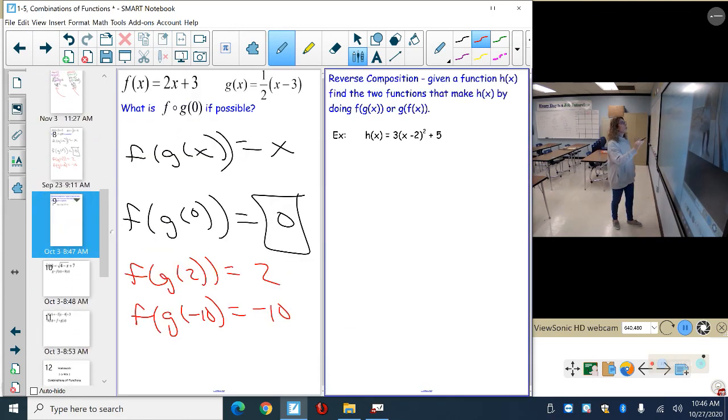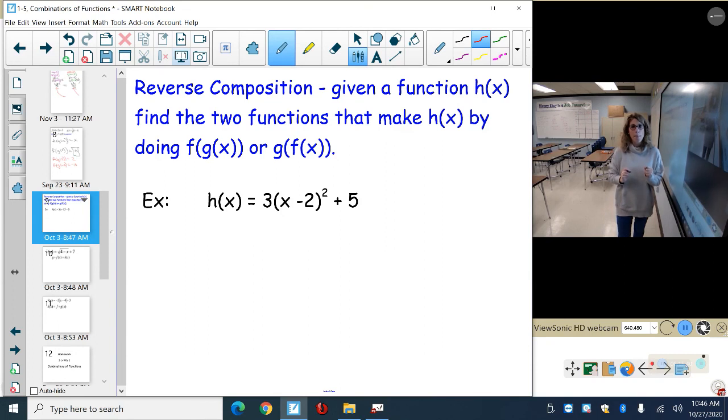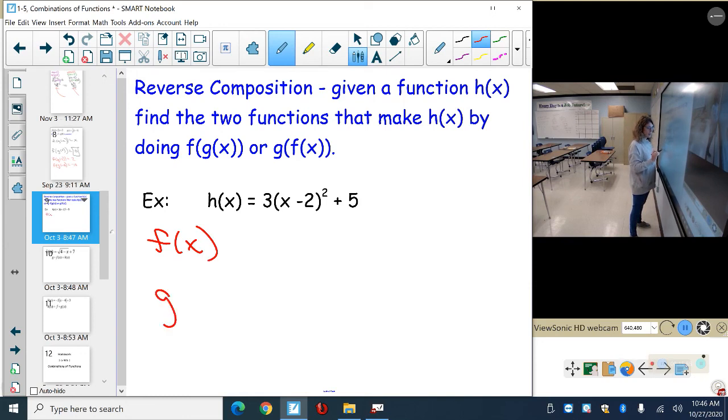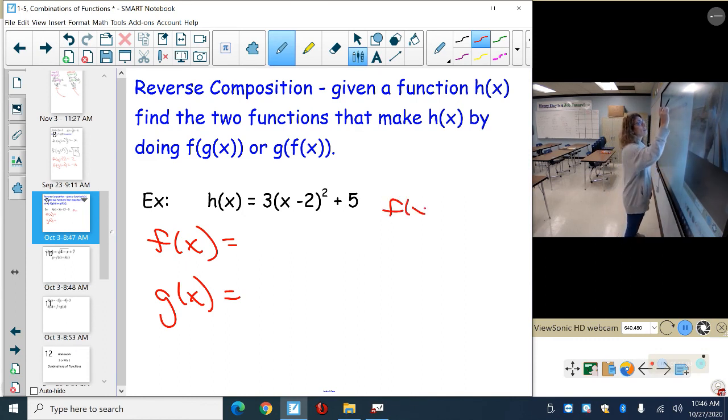Okay. Reverse composition. Reverse composition is very, very, very cool. Reverse composition says, I want you to come up with two functions that whenever I do the composition of them, it gives me this new function, h of x, which is right here. Now, you kind of have to think backwards. So you have to find two functions, f of x and g of x. And I want you to find it so that when f of x of g of x has to equal h of x.